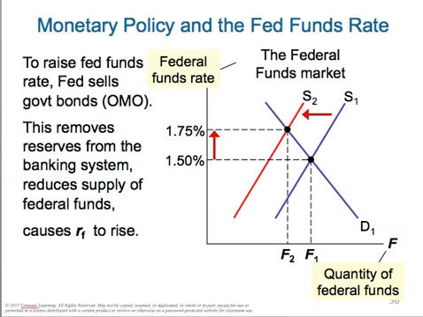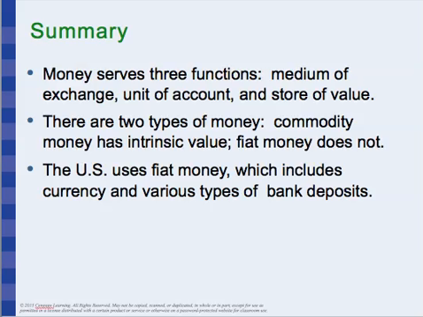So, not to drag you into that debate, let's talk about a summary of the chapter. Money serves three functions, and these are things you're going to need to know. Money serves three functions: medium of exchange, unit of account, and store of value. There are two types of money: money based on commodity, that has intrinsic value, and fiat money, which does not have intrinsic value, but it's backed by things like the U.S. government. The U.S. uses fiat money, which includes currency and various types of bank deposits. Remember we talked about M1 and M2.